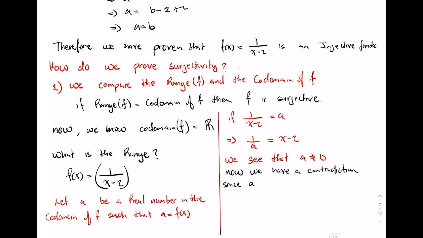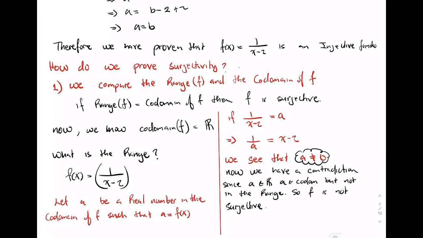Since a was supposed to be a member of all real numbers, but here we're saying a cannot be equal to 0. So once we have that contradiction, we now know that there's an element in the codomain that is not in the range, okay? So I'll state that explicitly. So a is an element of the codomain, but not in the range. And so if it's not in the range, therefore the range cannot be equal to the codomain. So f is not surjective.